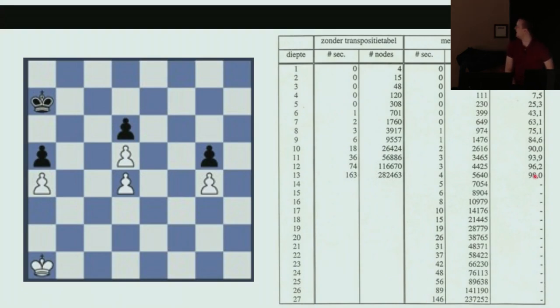It saved 98% of the computation time. And the reason for that is, as you go deeper and deeper in the search, you're seeing the same states more and more. So the deeper you go, the more the transposition table actually matters.